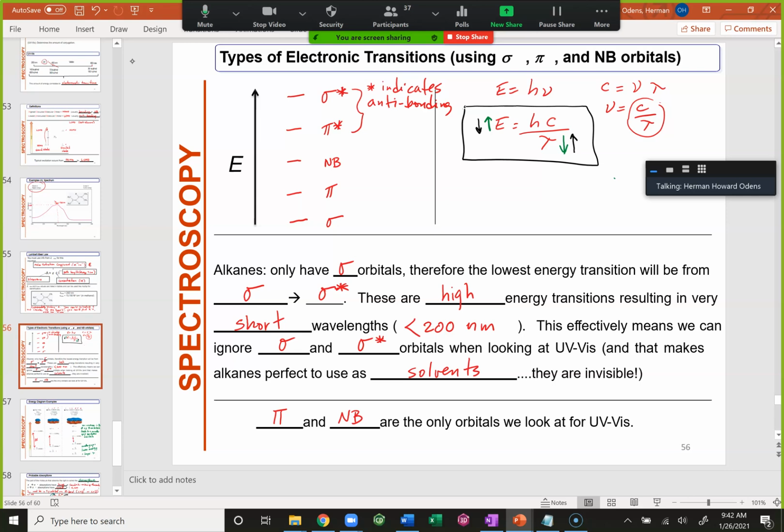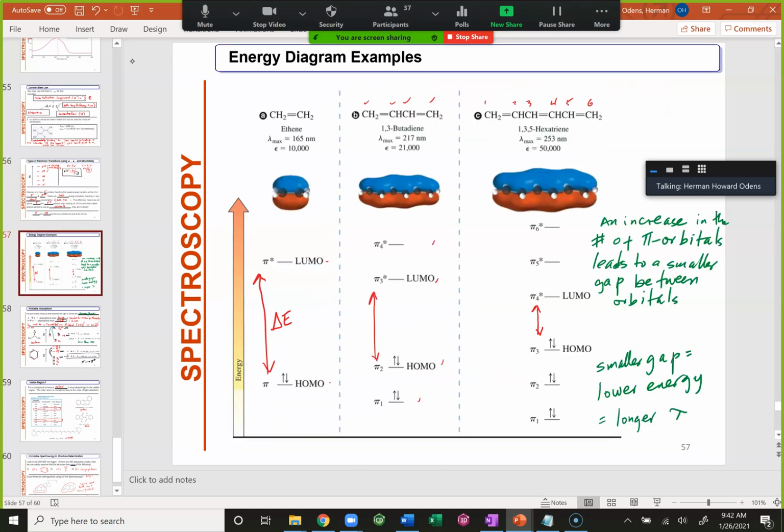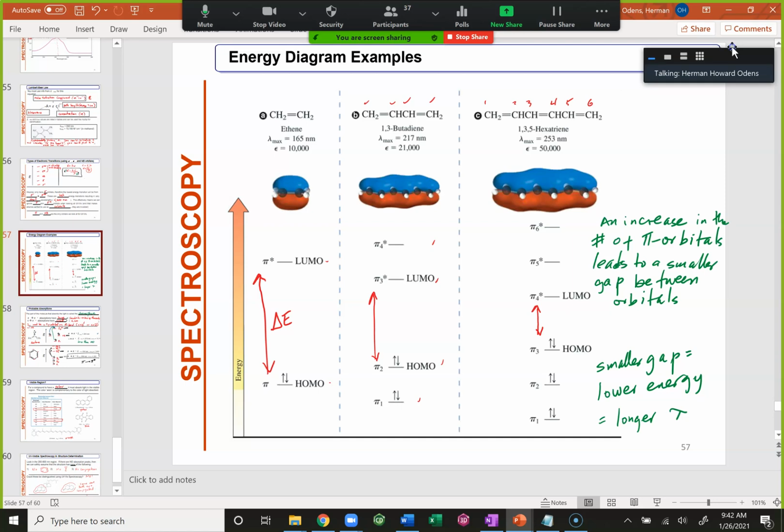So this effectively means we can ignore the sigma to sigma star transitions when looking at UV-Vis, and that makes alkanes perfect to use as solvent. They are invisible. So pi and non-bondings are the only orbitals that work for UV-Vis. Check this out. This slide here puts it together so you can understand this concept.